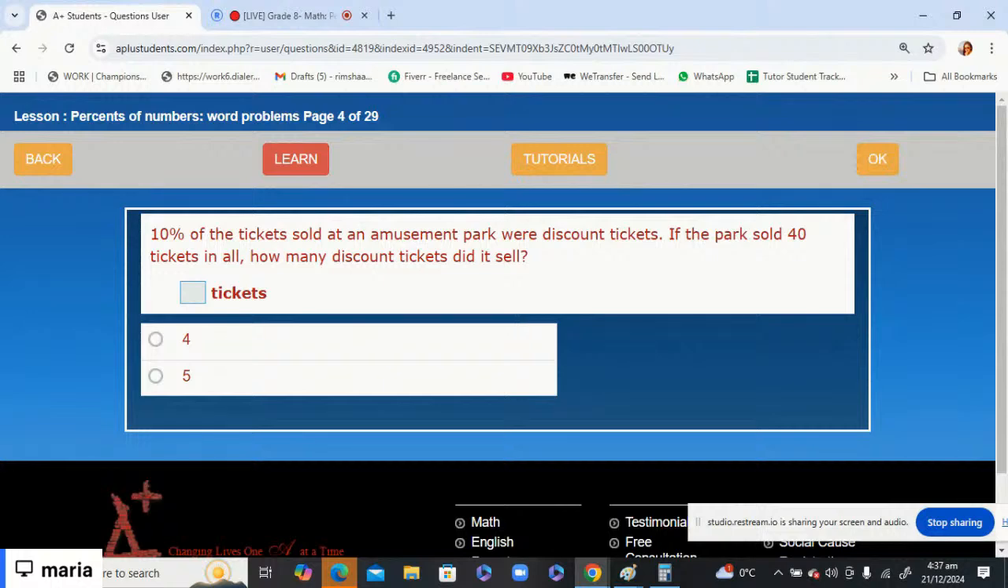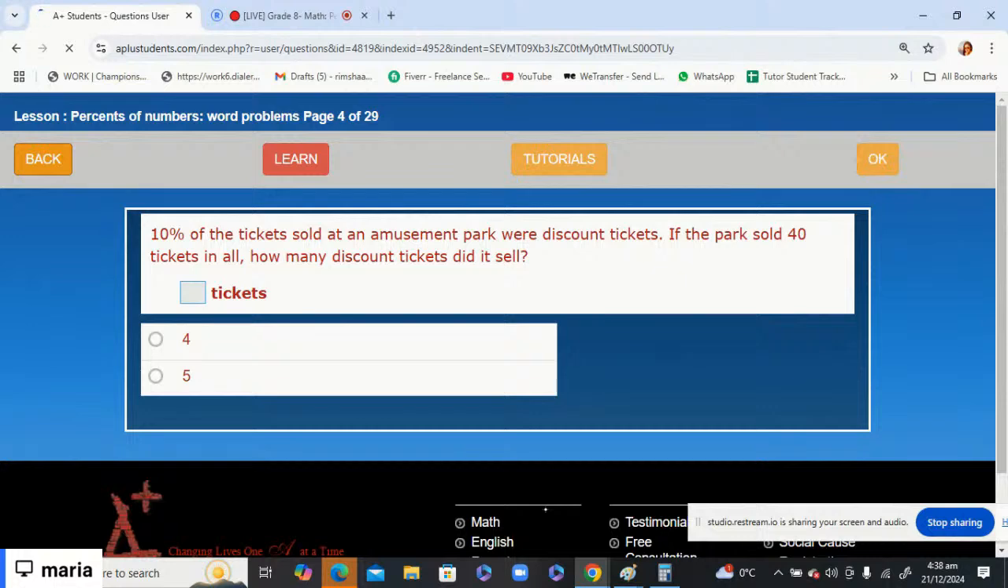Okay, now finding out this one. 10% of the tickets sold at an amusement park were discount tickets. If the park sold 40 tickets in all, so how many discount tickets did it sell? Part is not given, whole is given 40, and then percentage is given 10. Now solve the rest of the test questions by yourself and also solve this question, okay? These are all the same. Hope you guys understand this lesson.